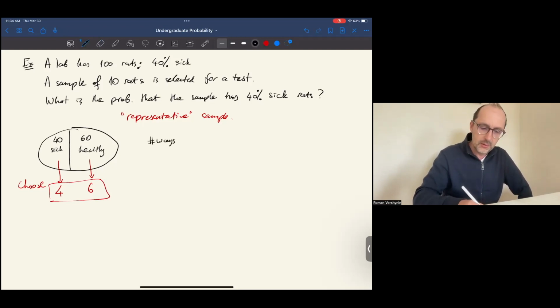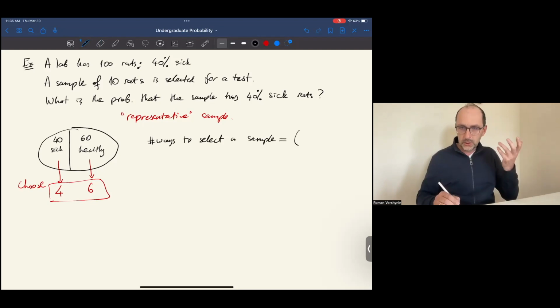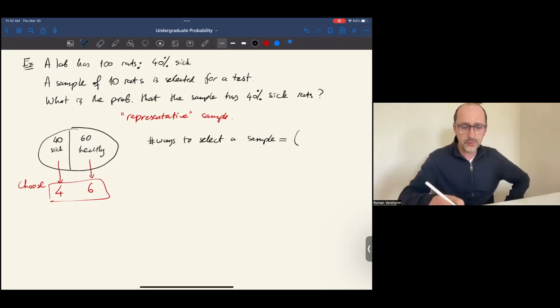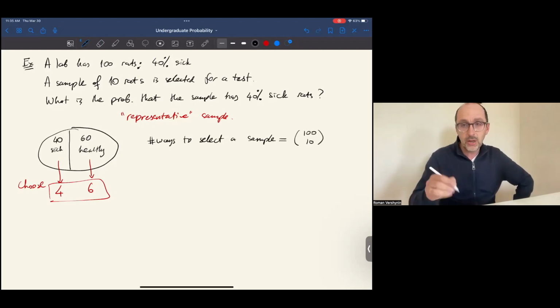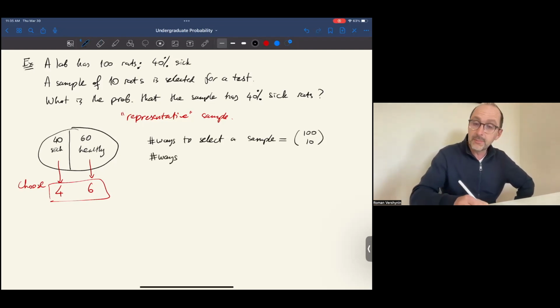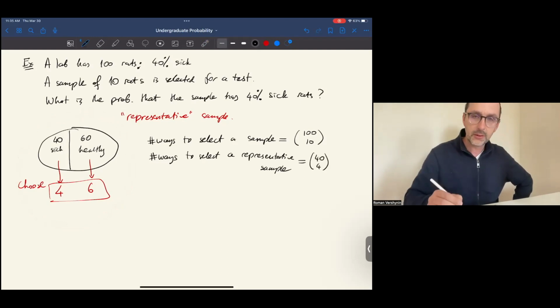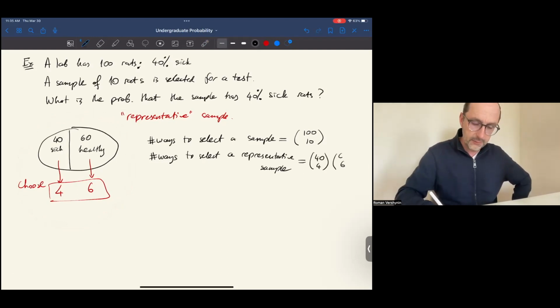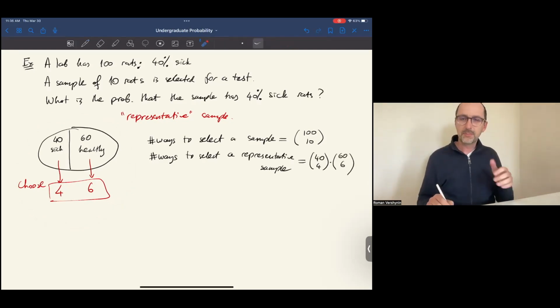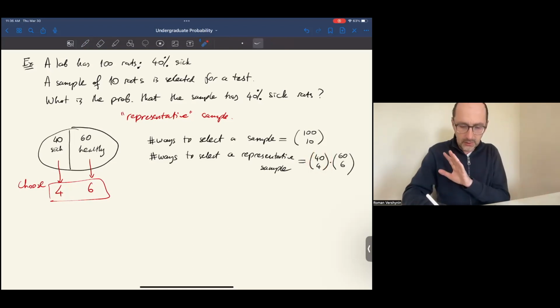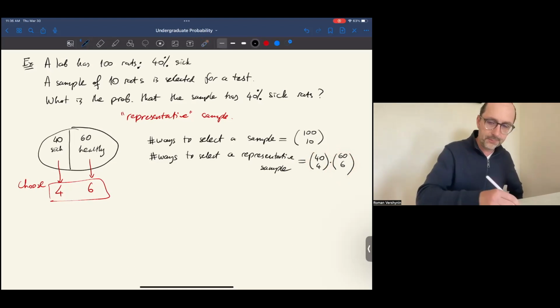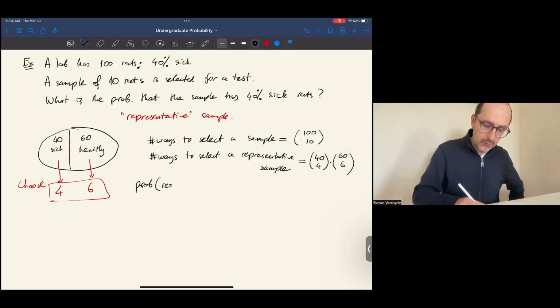What's the number of ways to select a sample? Well, we're selecting the total number of ways to select a sample, regardless of whether they're sick or not sick. We're just choosing 10 rats from 100 rats. So 100 choose 10 is the answer. What's the number of ways to select a representative sample? The representative sample is selected by choosing 4 sick from 40 rats and 6 healthy from 60 healthy rats. And we multiply this because for any selection of the sick rats, there are this many ways to select the healthy rats.